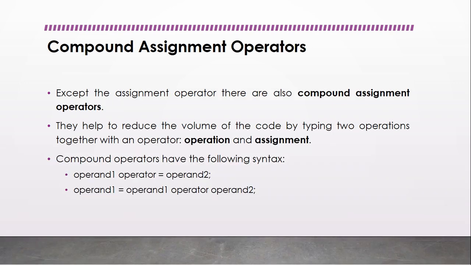Compound assignment operator reduces the amount of code by typing two operations together with an operator. The syntax can be operand 1 operator is equal to operand 2. This would have been written in the second form: operand 1 is equal to operand 1 operator operand 2. So here we have reduced typing operand 1.